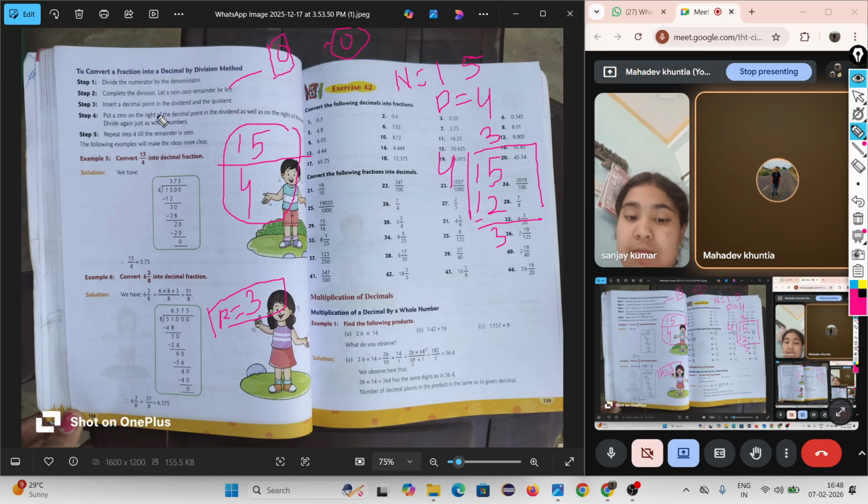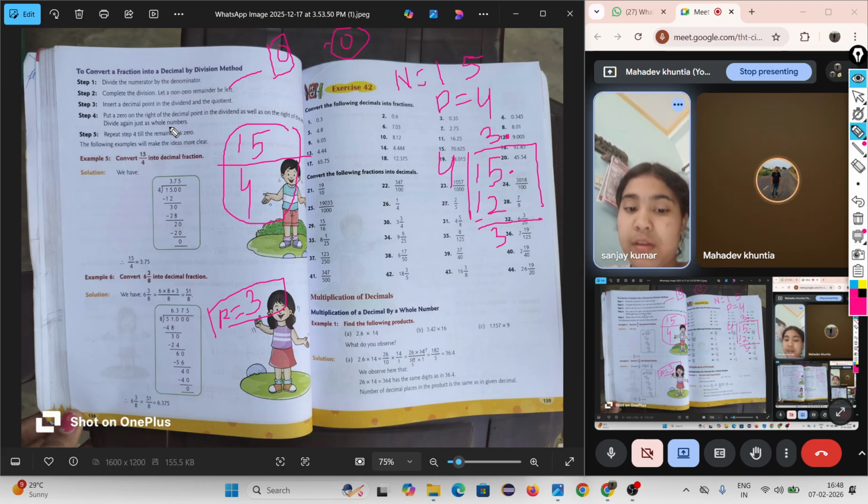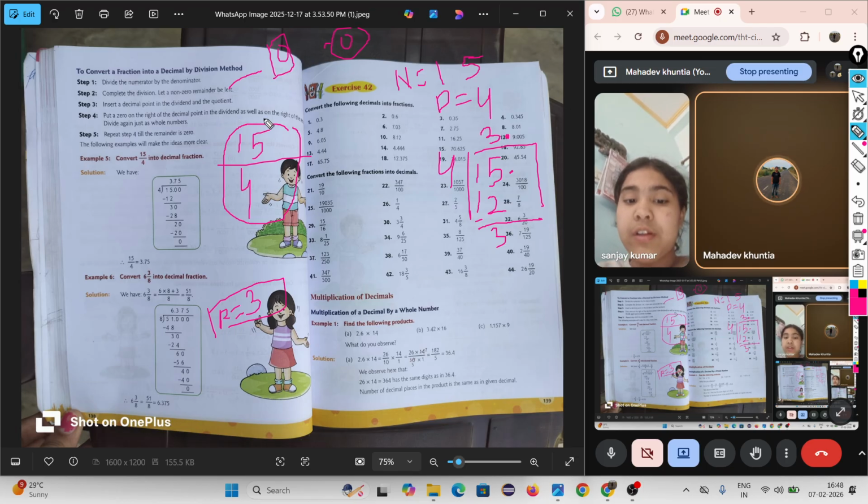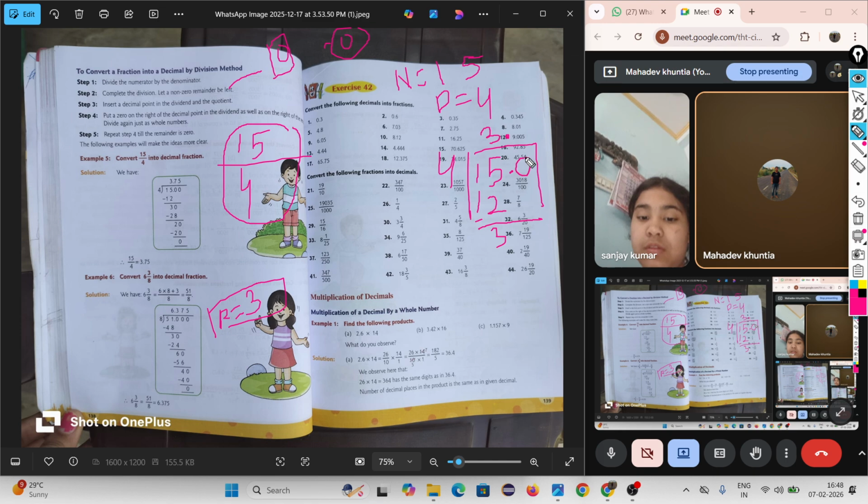Look, insert a decimal point in the dividend and the quotient. Put the decimal point in both the quotient and the dividend. Okay, put a 0 on the right side of the decimal point in the dividend, as well as on the right of the quotient. You have to put a 0 in the dividend and also in the quotient. Do you understand? Is anything making sense or not?